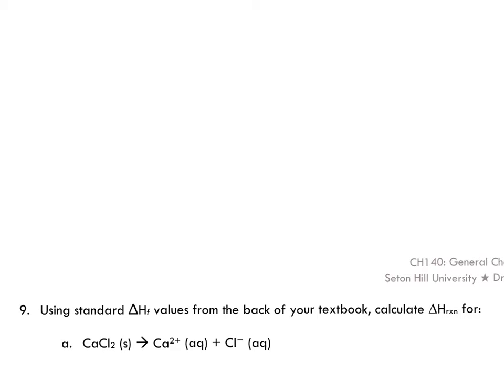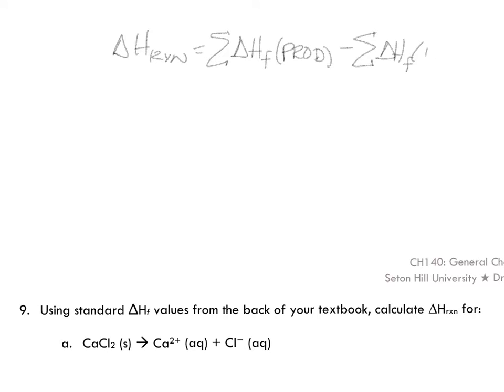These problems involve using the equation delta H of the reaction is equal to the sum of the delta H of formation of the products minus the sum of the delta H of formation of the reactants. This particular equation is a little confusing if you aren't used to mathematical symbols or haven't used it before. So before we actually do these practice problems, I want to break down sort of how we use this equation.